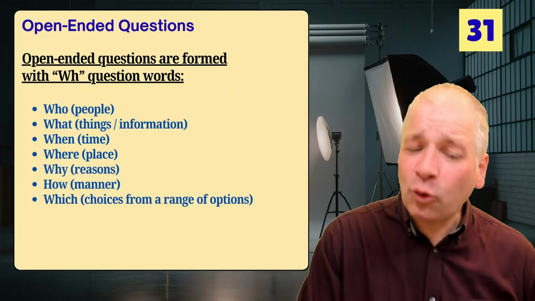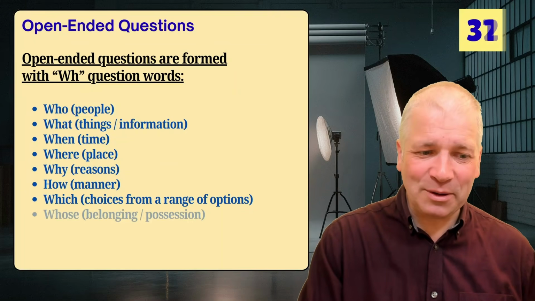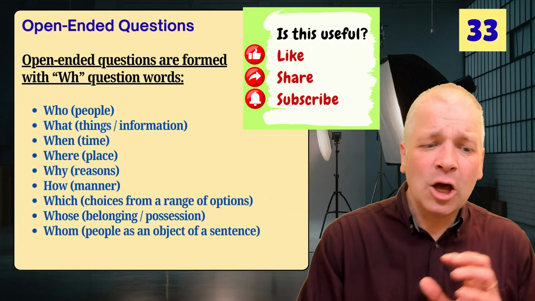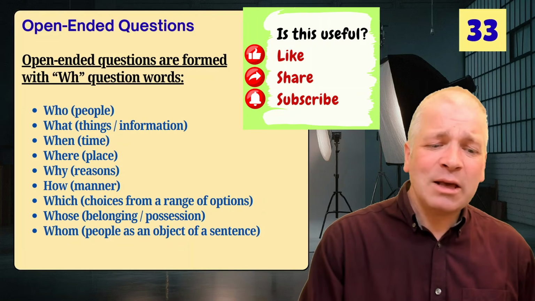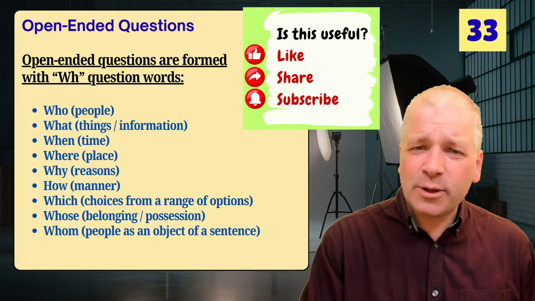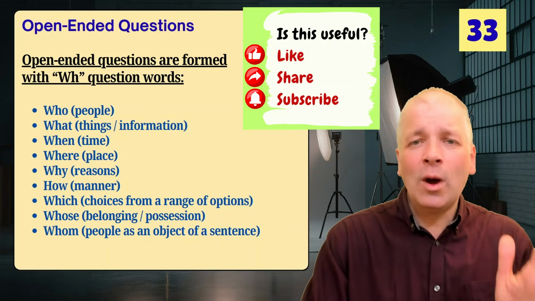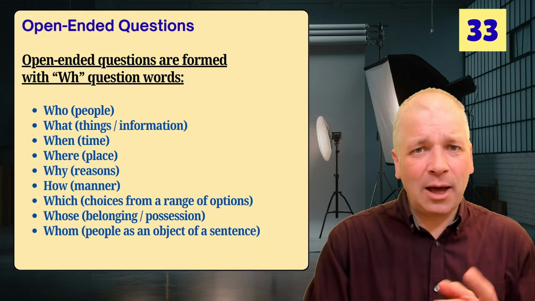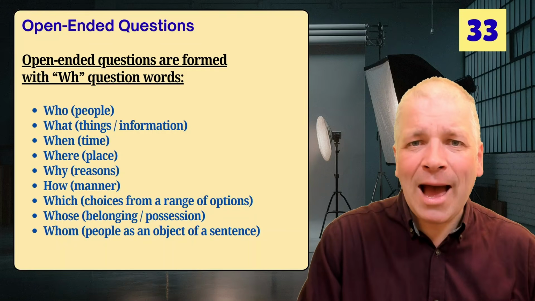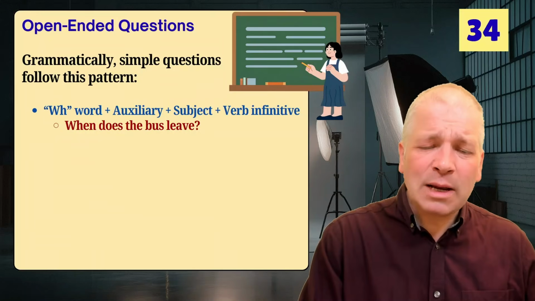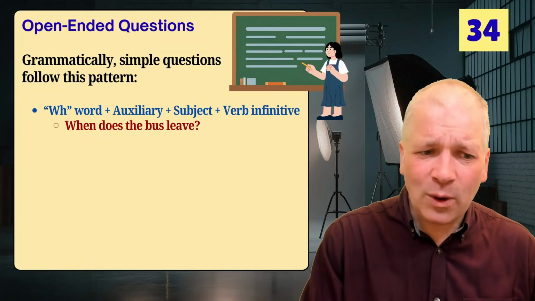which is to do with choices from a range of options. And whose is belonging or possession. Finally, whom, well, that is people, but notice I've said something at the end here. As an object of the sentence, who and whom are similar. I'll come to more about how you distinguish between the two later. So let's look at the grammatical structure of a simple open-ended question.